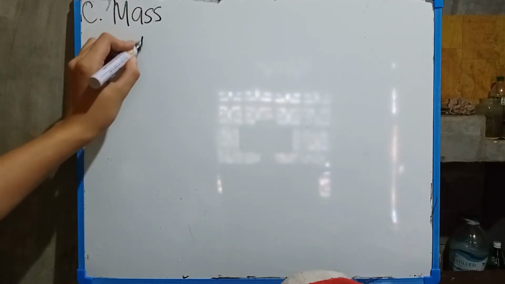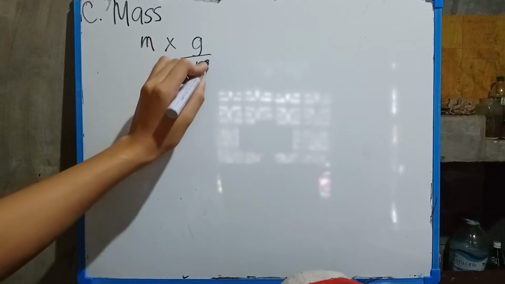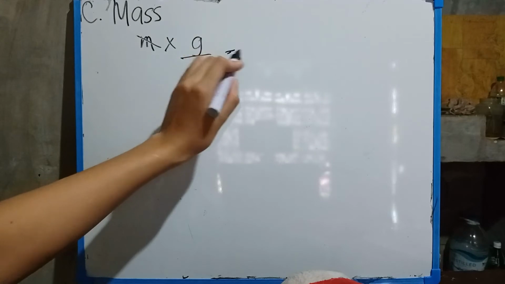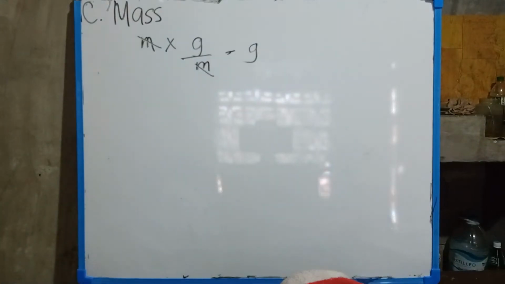So for example, if we're going to get the mass or the grams of a compound, we multiply the mole by grams over mole, so the mole cancels and what remains is our gram. So just like this example. What is the mass of 0.4440 mole of hydrazine?